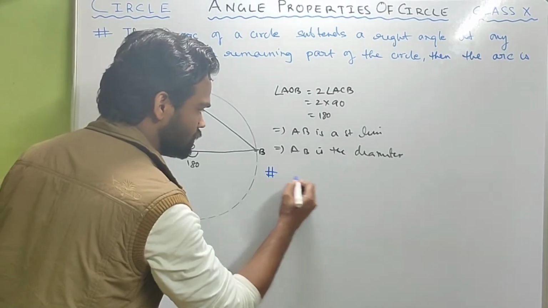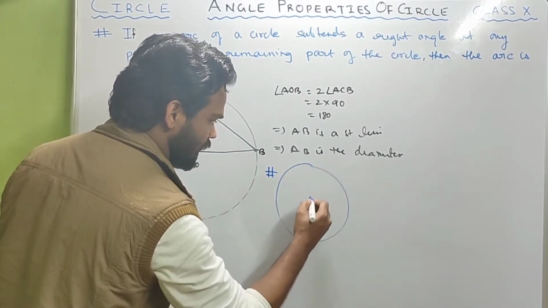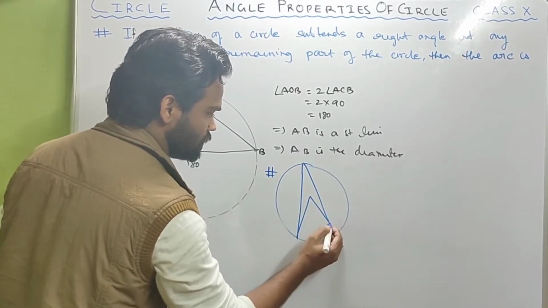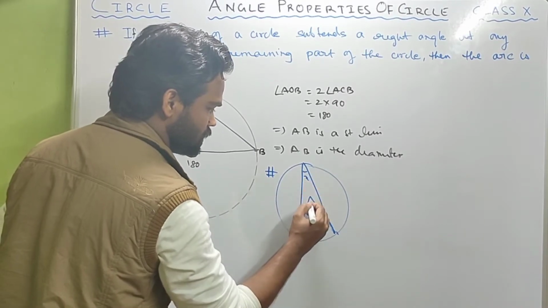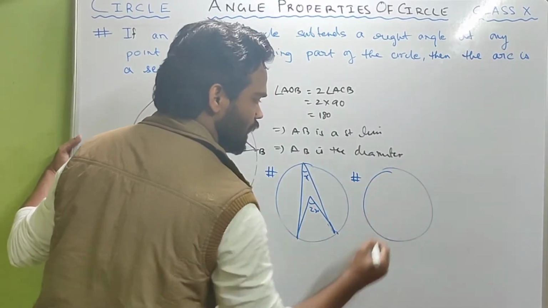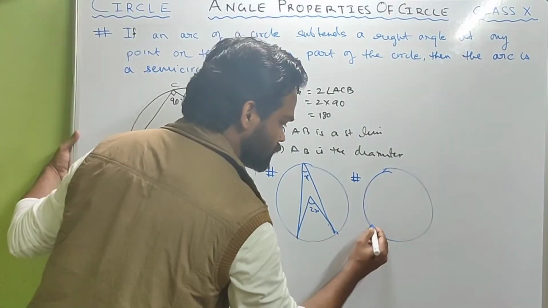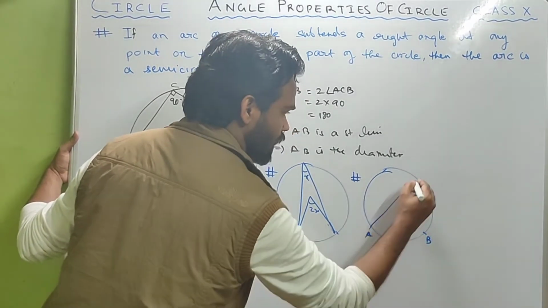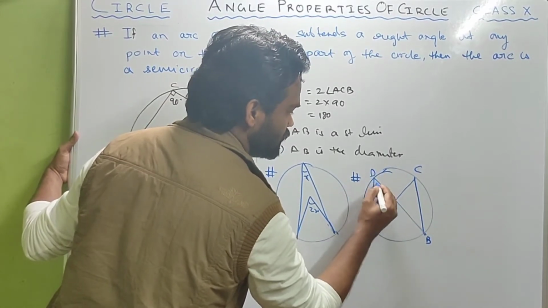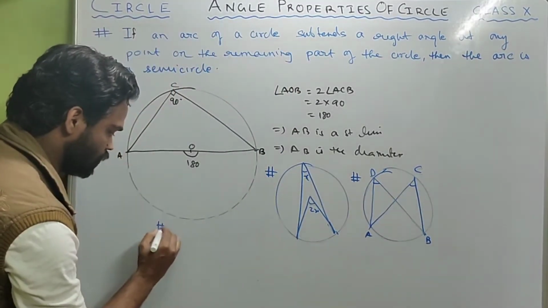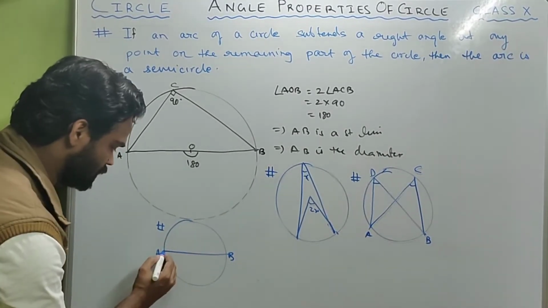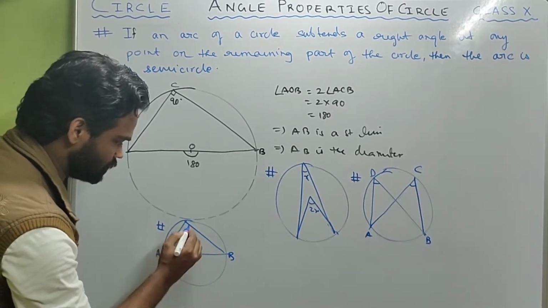Just a recap. First one, angle at the center is twice the angle at the circumference, which means if this is x, this is 2x. Next one we did was angles in the same segment are equal, which means with AB, if I draw an angle ACB, another angle ADB, then these two angles are the same. Then we did one more. In a circle, if AB is the diameter, then with AB, if you draw any angle, that angle will be 90 degrees.